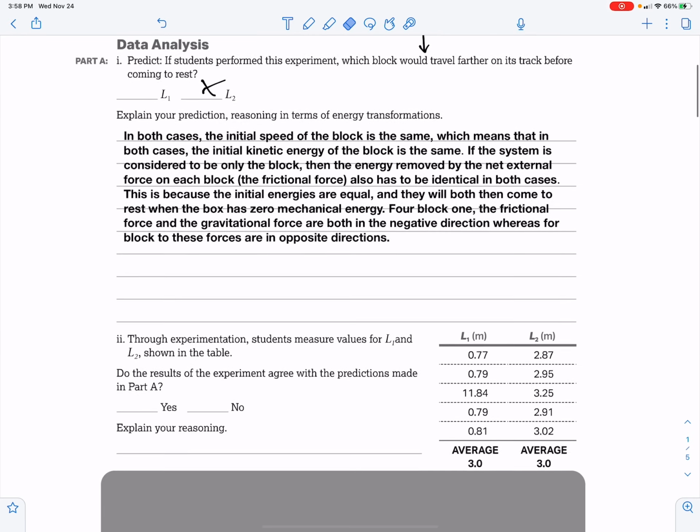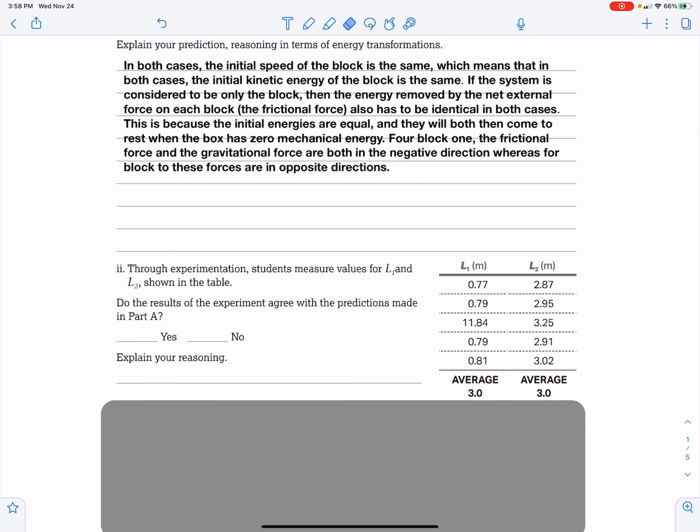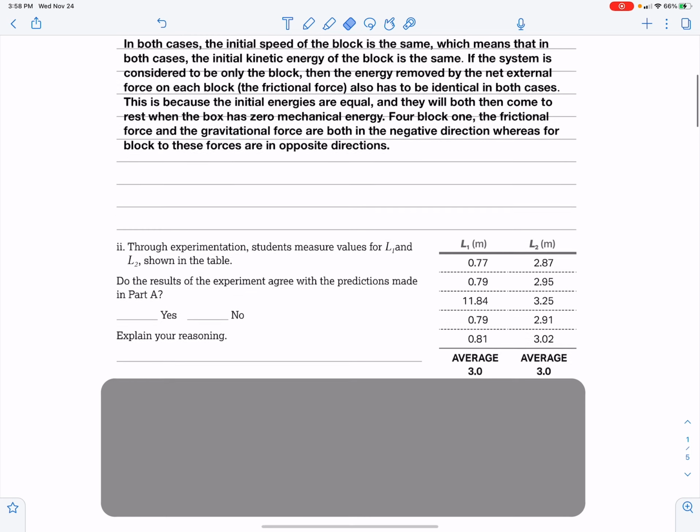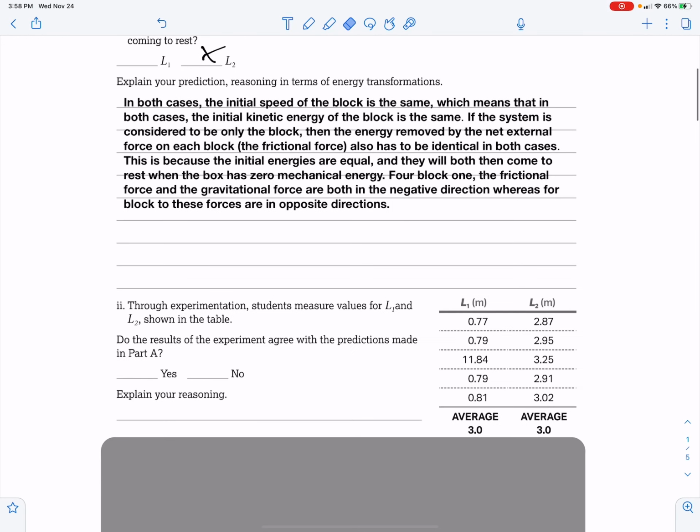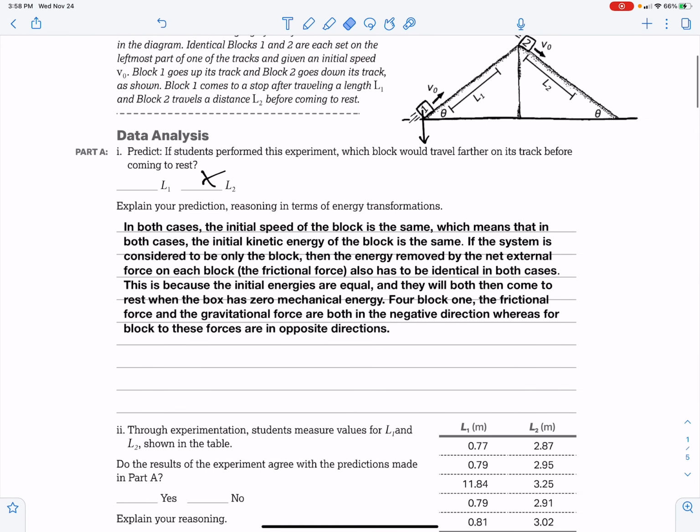Part A2. Through experimentation, students measure values for L1 and L2 shown in the table. Do the results in your experiment agree with the predictions made? Well, our prediction is that L2 going downhill is going to go a little farther than L1. So that kind of makes sense.